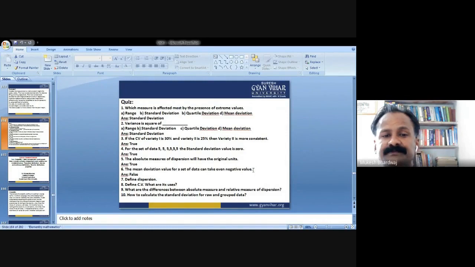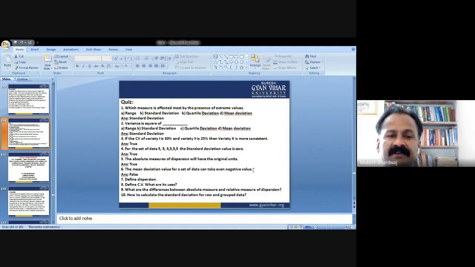Yes, it is true. For the set of data 5, 5, 5, 5, the standard deviation value is 0. So you just start calculating the standard deviation. When you calculate the standard deviation for the given data, you find it comes out to be 0. So we can say that the statement is true. The absolute measure of dispersion will have the original units. Yes, we have seen that in the merits, it is true.